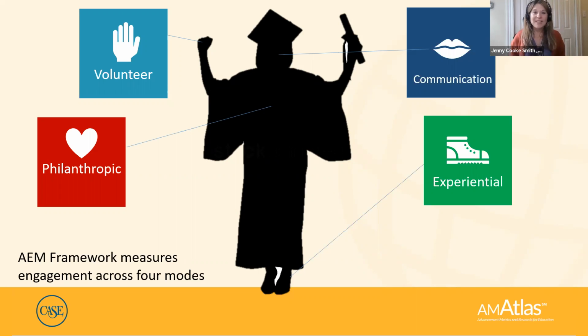The green box, experiential. So this is where we're talking about things like attending events, so both virtual and in person, looking at all those sort of virtual interactions online, like perhaps your digital book forums, etc., your season ticket holders. And then also for those of you that have dues paying alumni association memberships, that's where you'd count those members as well.